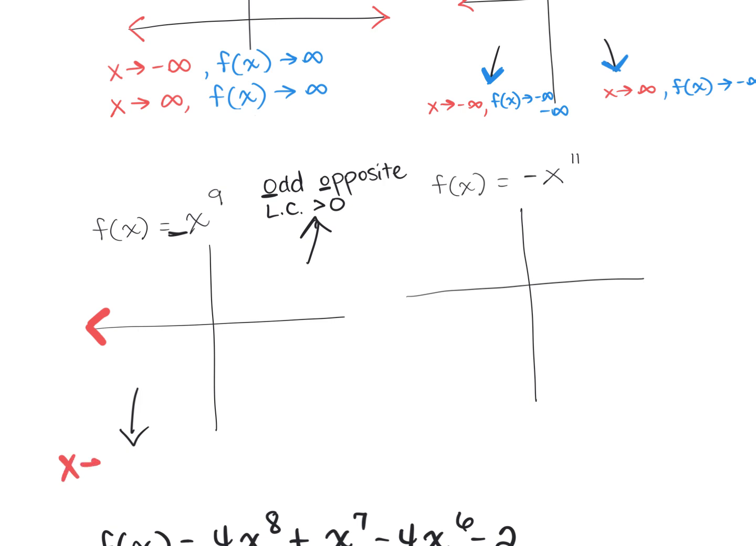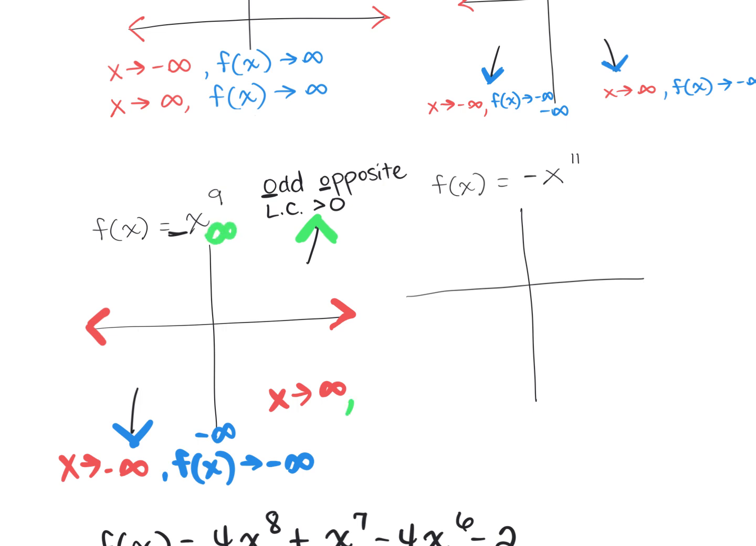So as x approaches negative infinity, the y values are going down this way toward negative infinity. So f of x would be going to negative infinity. And going in this direction, x is approaching positive infinity this time, and our y values are going up. So f of x is approaching positive infinity.